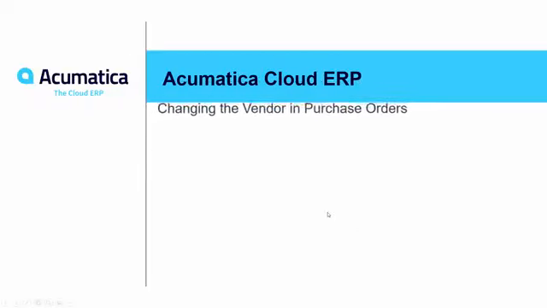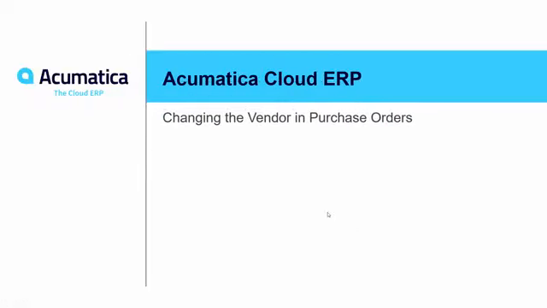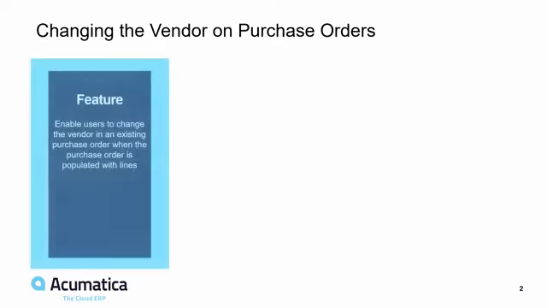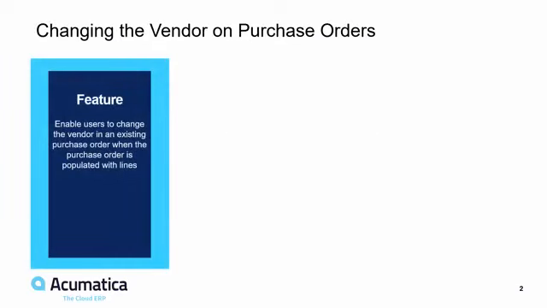Acumatica Cloud ERP, changing the vendor in purchase orders. Acumatica now supports the ability to change the vendor in an existing purchase order.